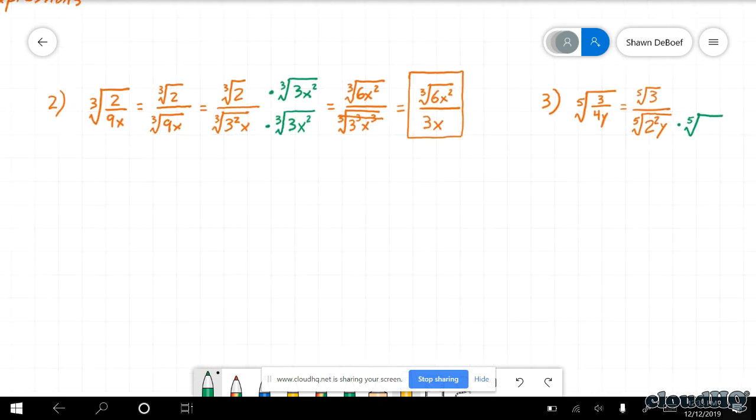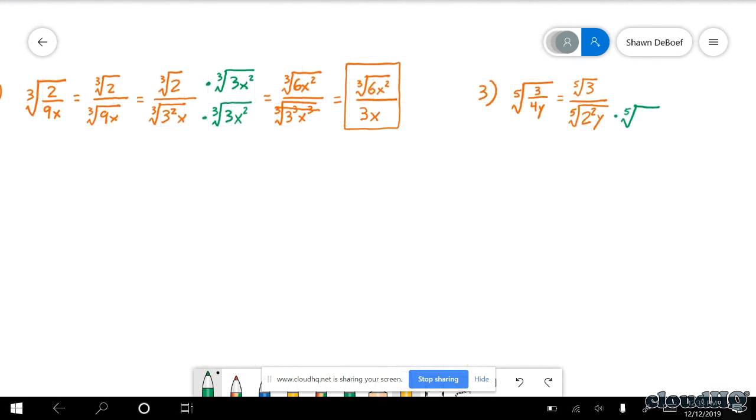your exponent match your index. So I want a total of 5 2s. Right now I have 2, so I need 3 more. Same thing on y's. I have 1 y, therefore I need 4 more.